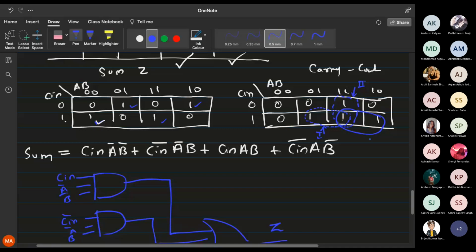Tell me what is the equation for group 1? What is common? Just look at this equation. What is common? C in remains common.